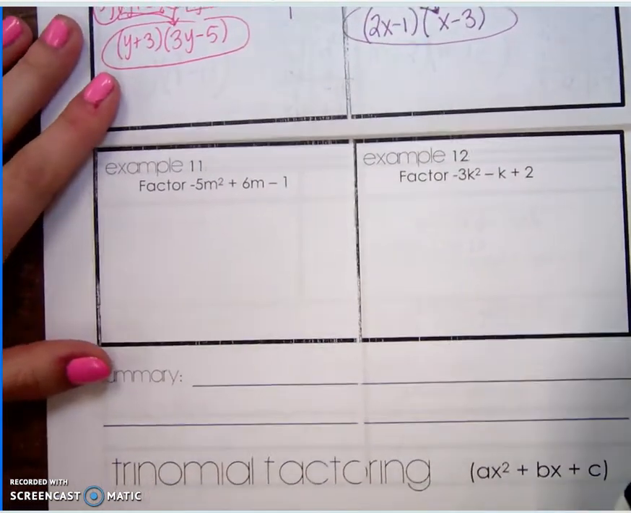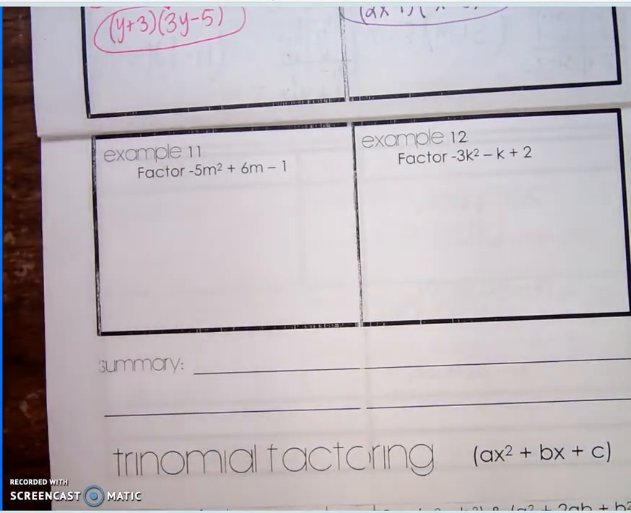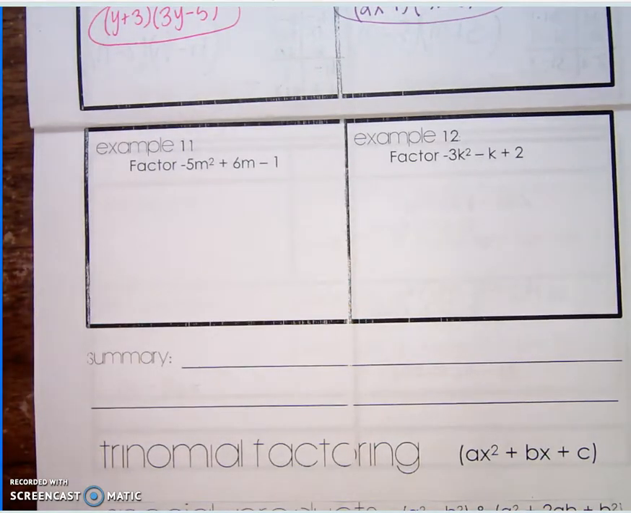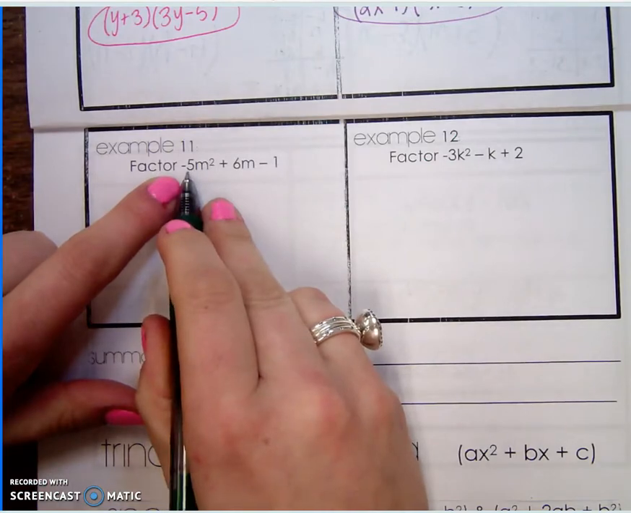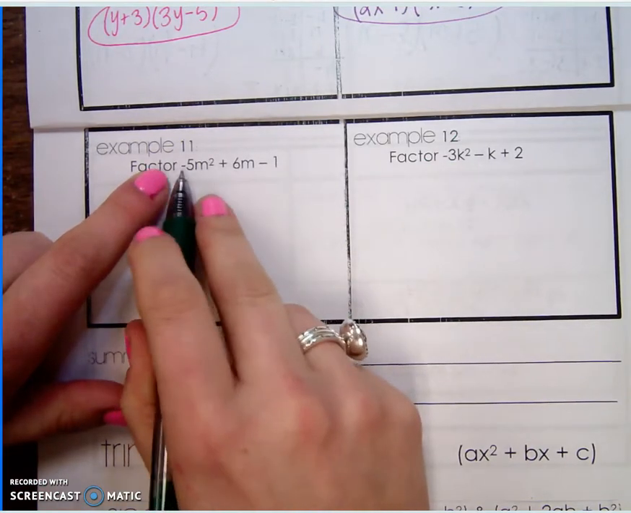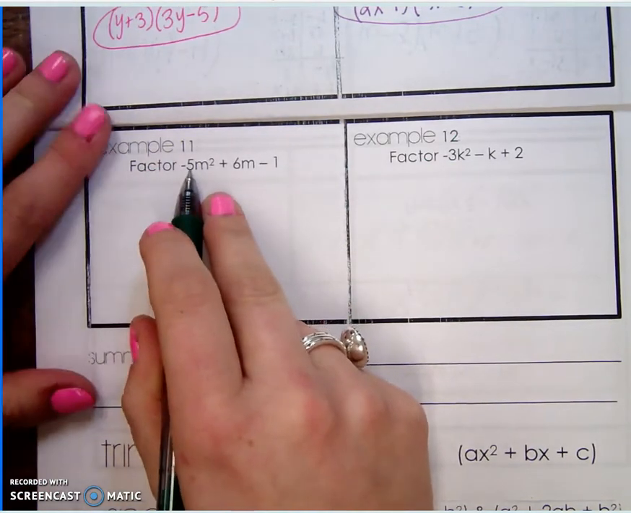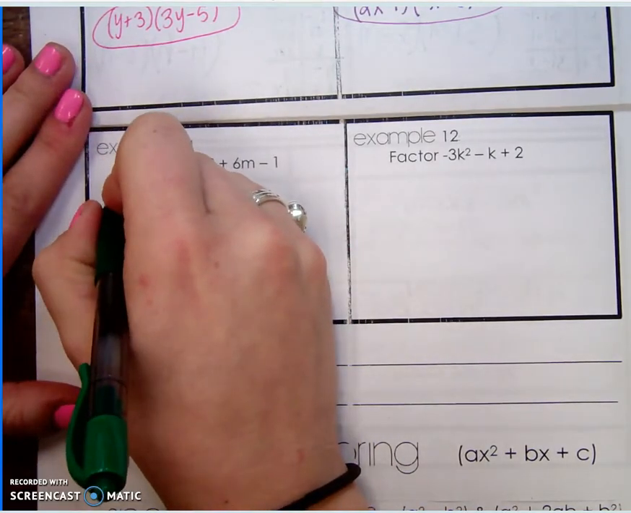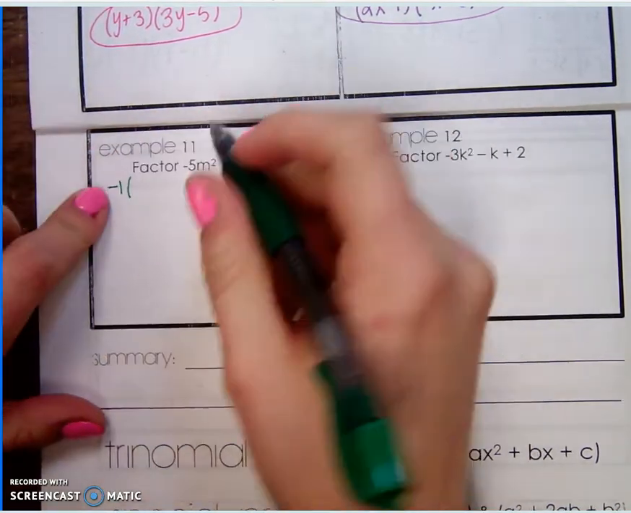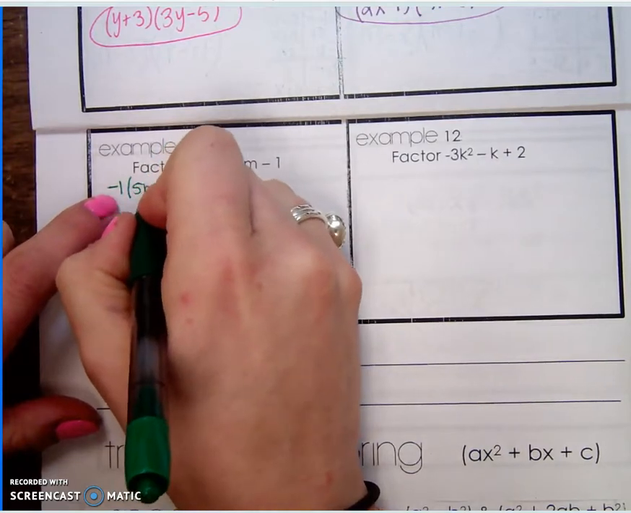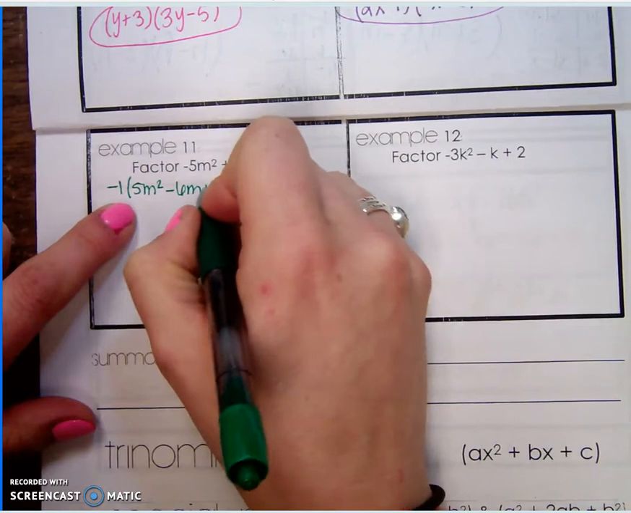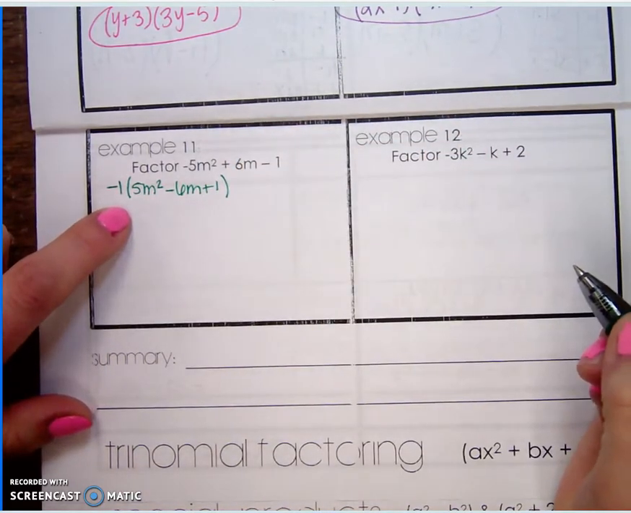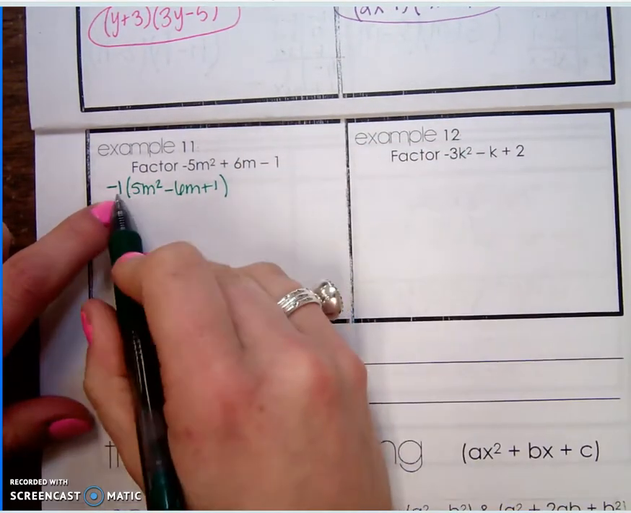All right, example 11 is a little bit different now because what I have here is a negative in front of that first coefficient. I'm going to have to pull that out. I want you to factor that negative out first. So if I pulled out a negative 1, what am I left with? That becomes a 5m squared, a negative 6m, and a positive 1. Okay? I need you to make sure that you pull out that negative first.